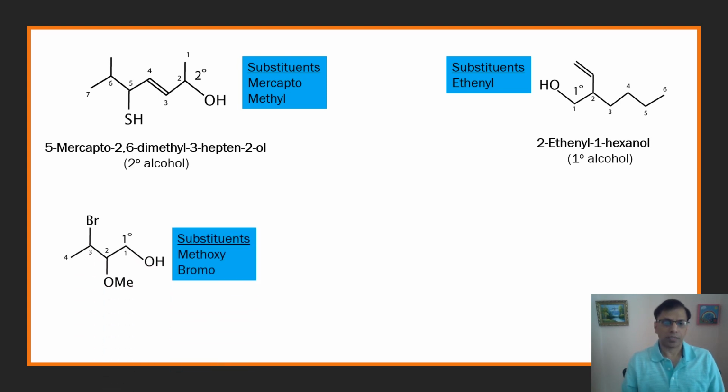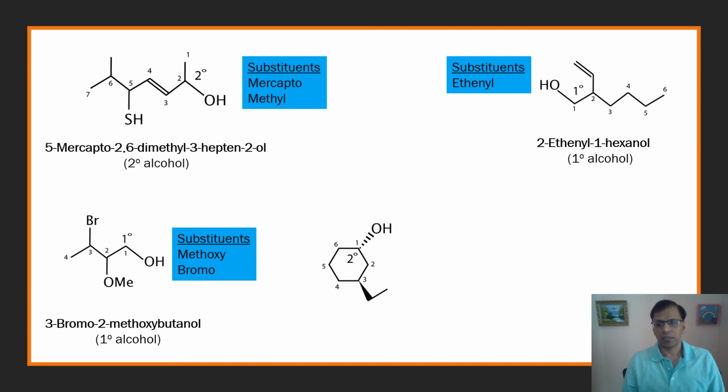Let's look at the next example. In this case, this is a primary alcohol, and the numbering starts from this carbon: 1, 2, 3, 4. We have the methoxy substituent and the bromo substituent right here, and so we will name it alphabetically: 2-bromo-2-methoxybutanol.